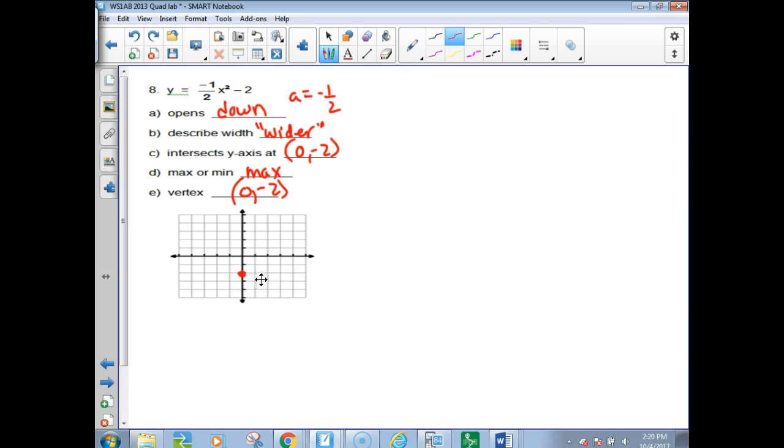This thing's opening down, so I'm going to put in, 1's not going to be good, so I'll do 2. That'll be -1/2 times 4 when I plug it in, and then I have to subtract 2. That's -2 minus 2, which is -4. So 2, -4, and -2, -4 are on the graph. And there it is.